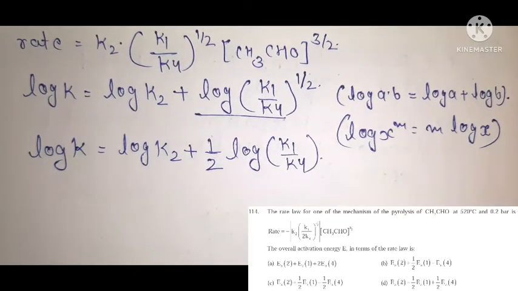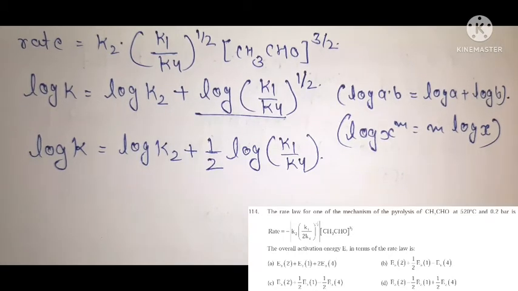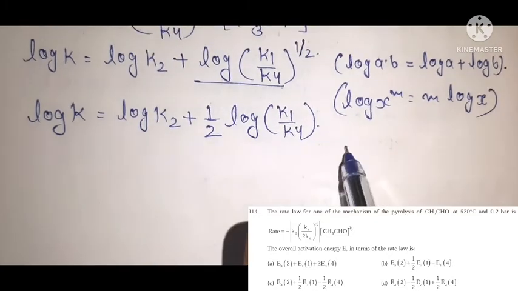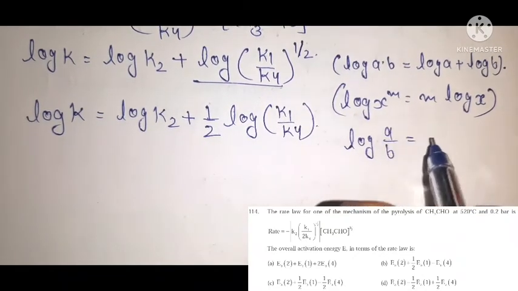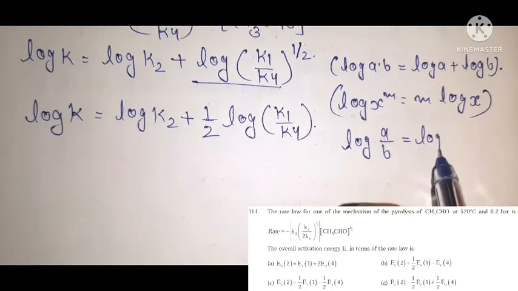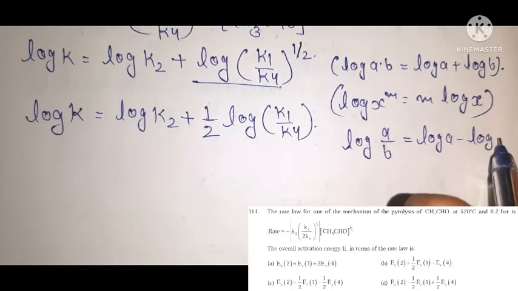Understand, friends? Okay, it is a very simple calculation. Now the next log formula we use for calculating this equation is log A by B. So log A by B is equal to log A minus log B.